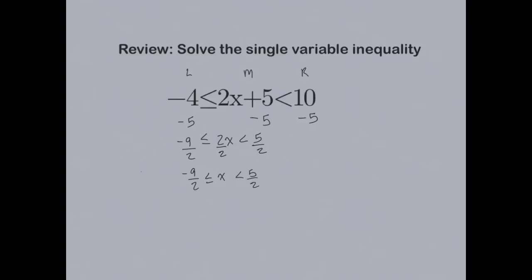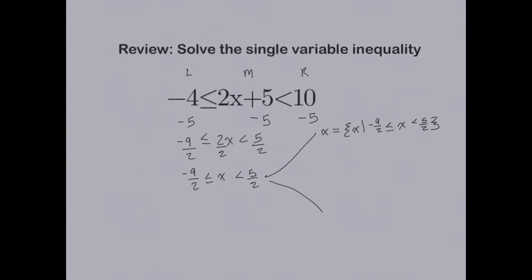Then remember, we want to write our answers into two forms. In set form, we would say x is equal to the set of all x values such that, and then we write our compound inequality solution here. So negative 9 halves is less than or equal to x, which is less than 5 halves, and then close our set. Or we can write it as an interval, which goes from the least value to the greatest value.